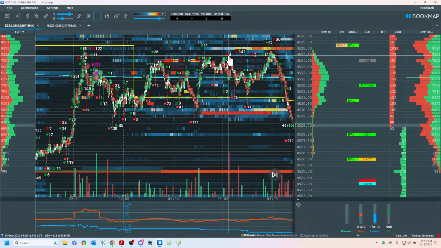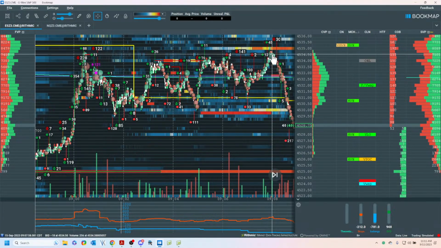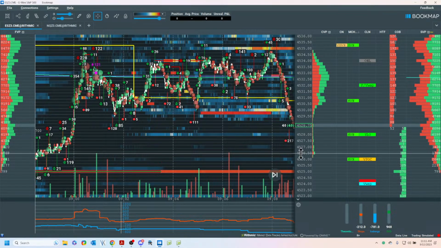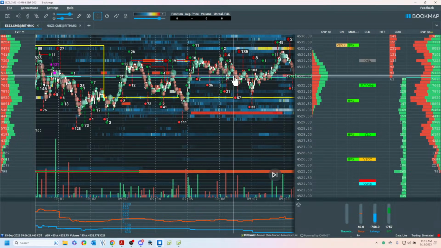Where would I get out? Maybe here, fear of loss, or right here. It'd be me. I'd be buying this high of this swing, and then it does this. You guys ever done that? You know why it happens? Because you don't know your statistics.